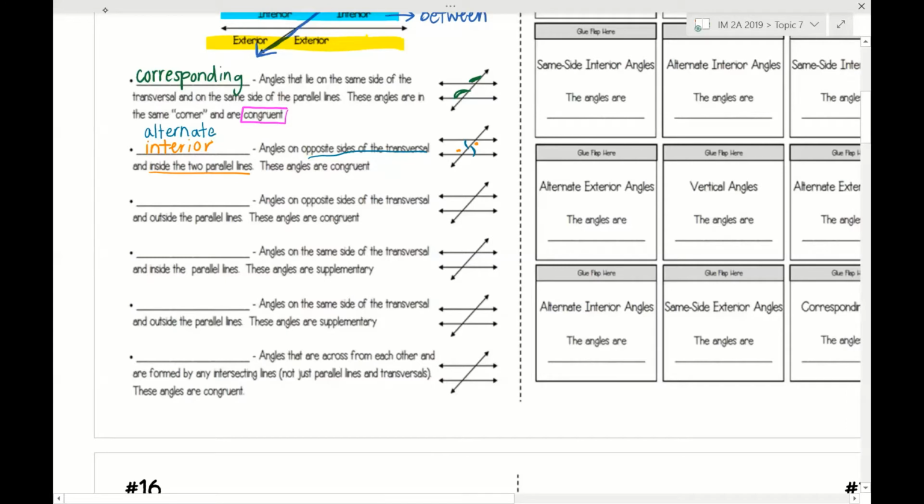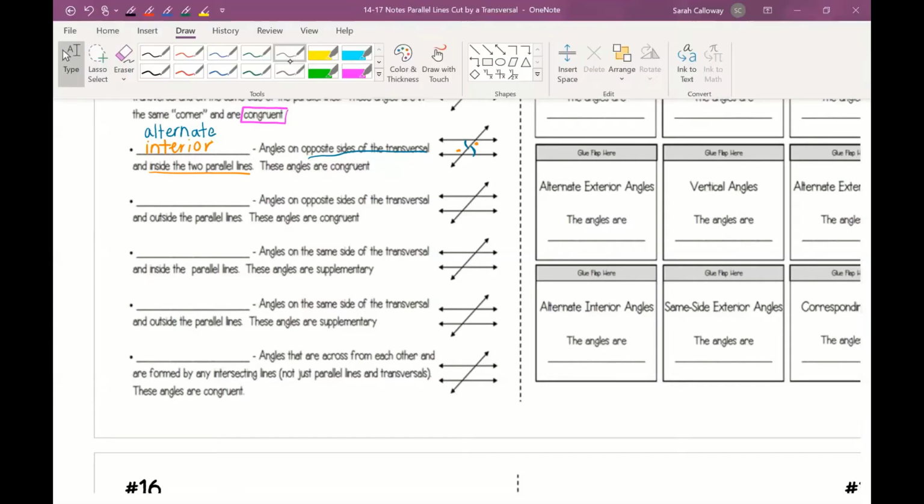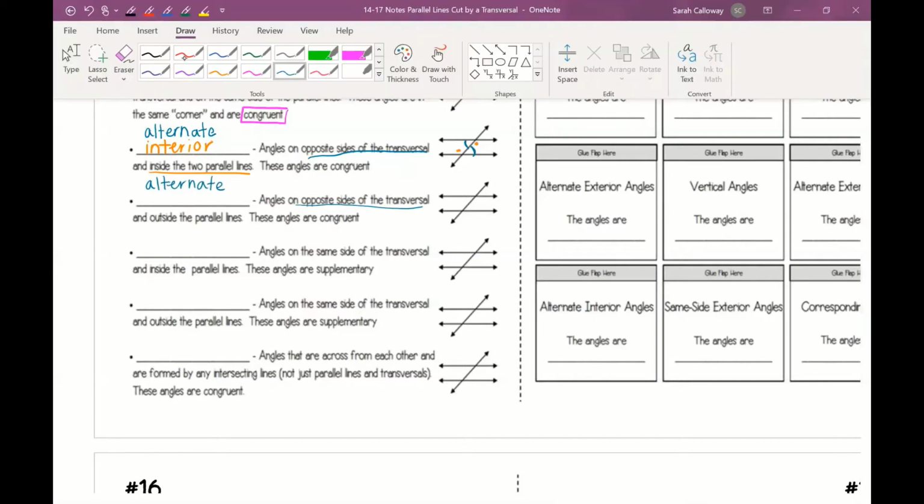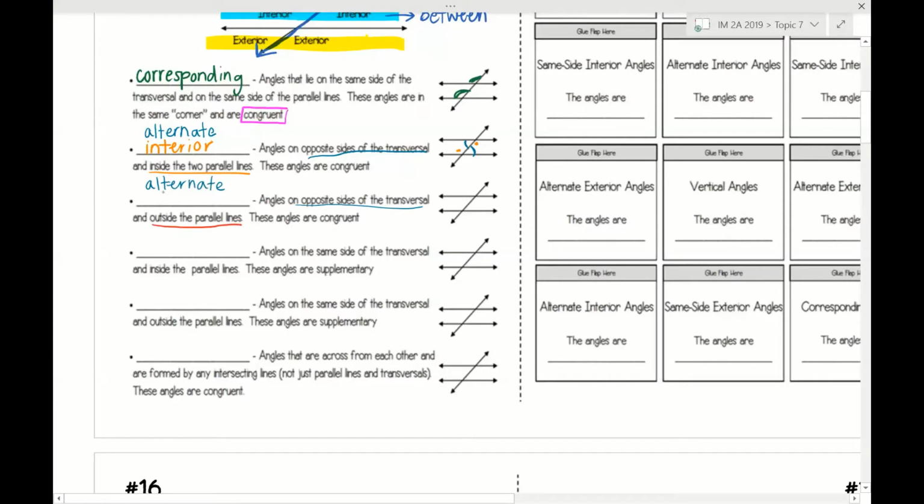Then I have angles that are on the opposite sides of the transversal again. So that's that alternate word. So opposite sides of the transversal is telling me that they're alternate. But this time they're outside of the parallel lines. So when they're alternate and outside the parallel lines, they're alternate exterior angles.